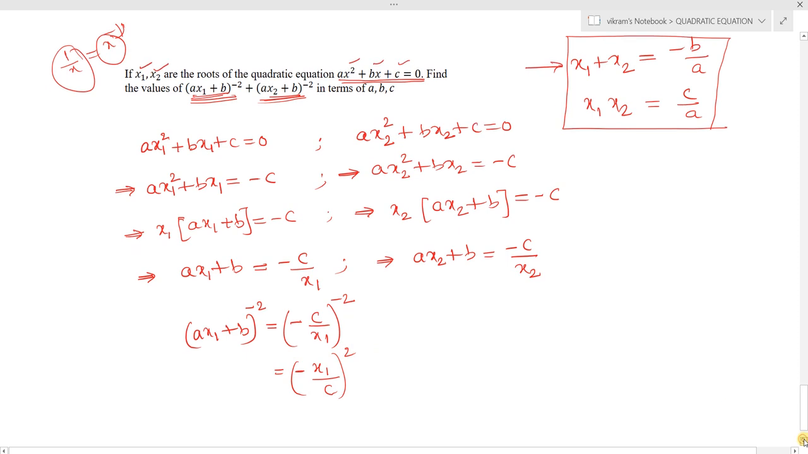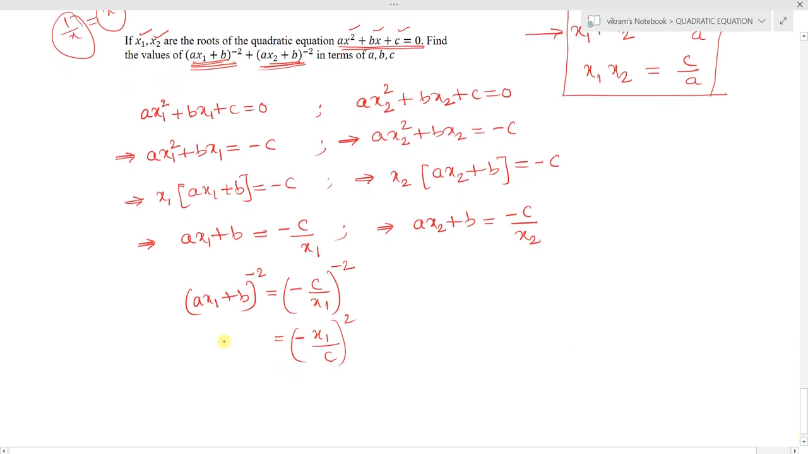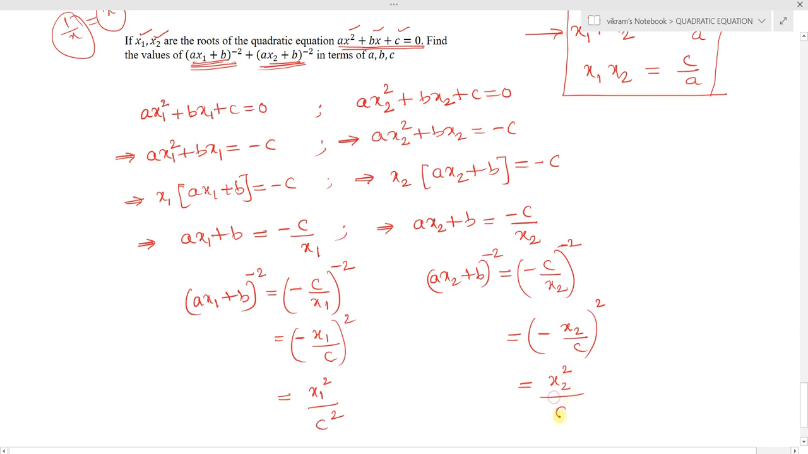Okay, is it clear? Then (a/b)^(-2) can be written as (b/a)^2. Then we obtain (x1/c)^2, since minus squared means plus only, so we obtain x1 square by c square, the first one. Then from this one we can write (ax2 + b)^(-2), which can be written as (-c/x2)^(-2), and which we can also write as (x2/c)^2, which equals x2 square by c square.